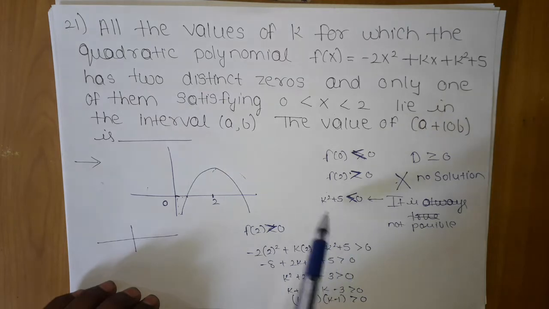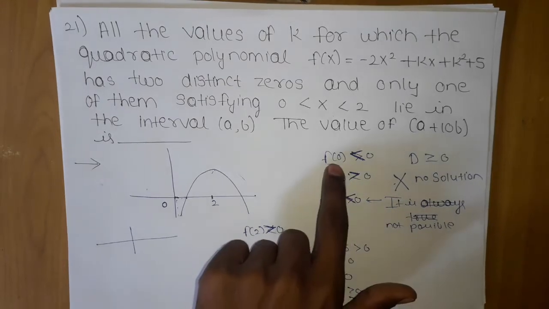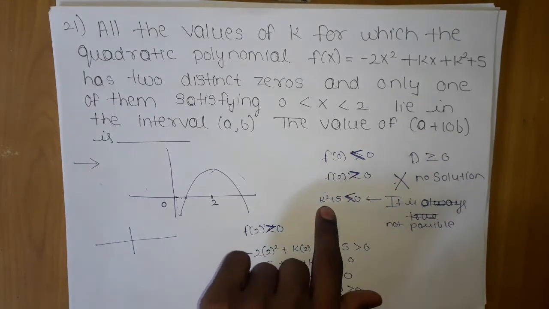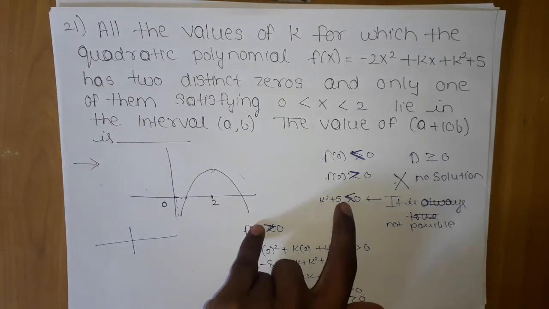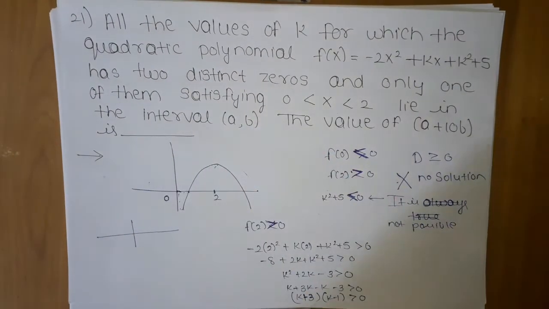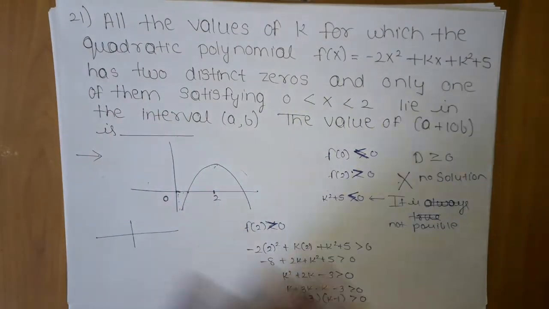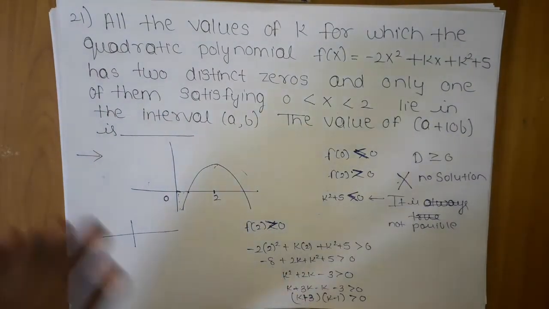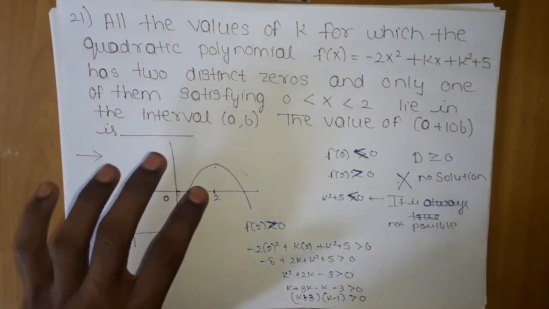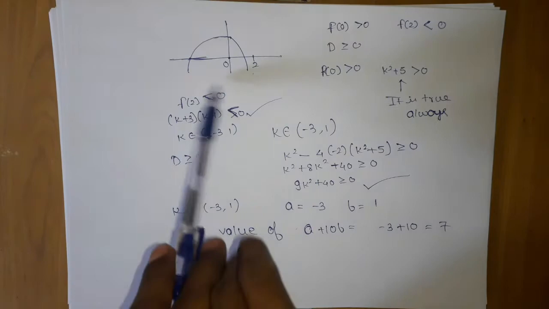Now D should be greater than or equal to 0. Now when I was solving the first condition, which was f of 0 should be less than 0, I got k square plus 5 should be less than 0, which is not possible. So after solving this only, I will say that all the conditions should be verified. One condition fails means there is no solution from this prediction of graph. So we will reject this graph and we will take the second type of graph, which is this.